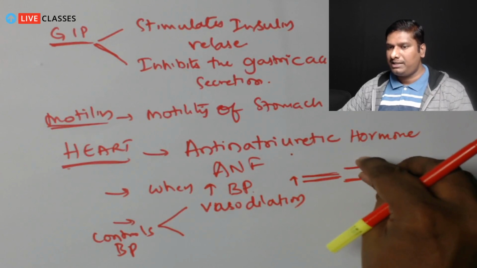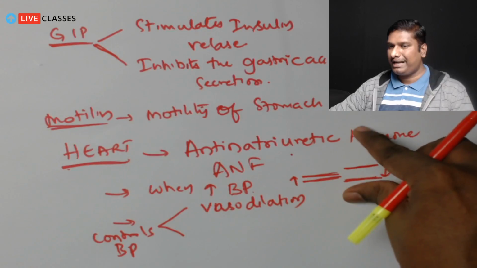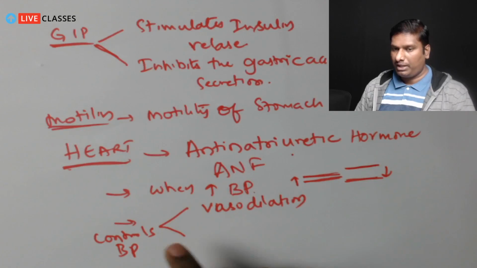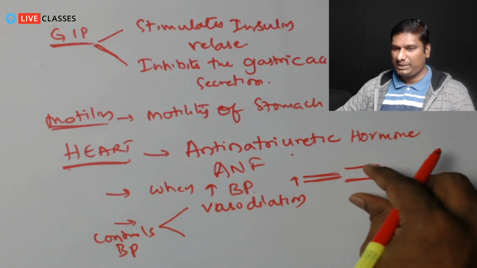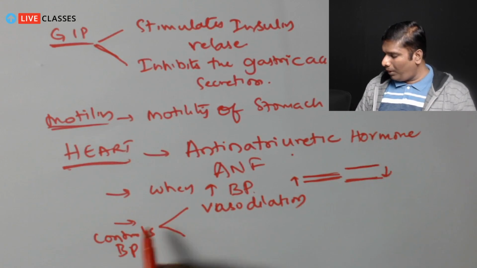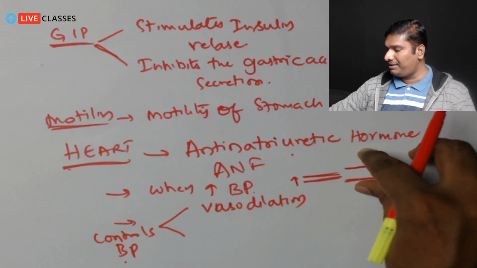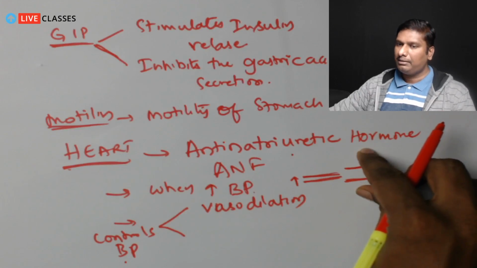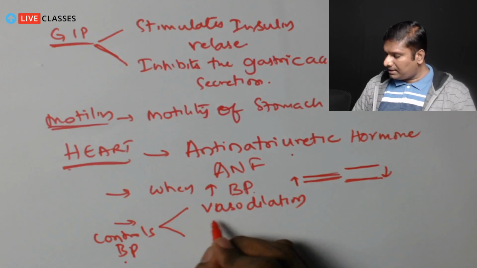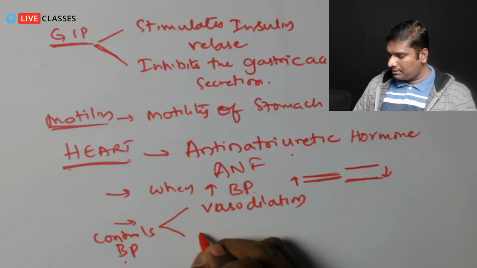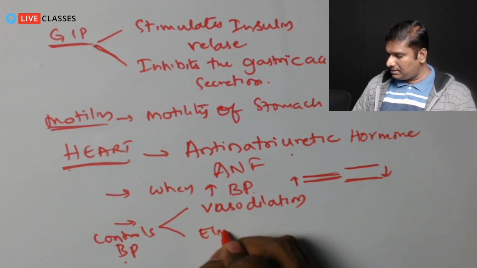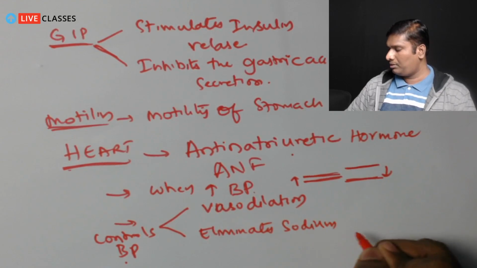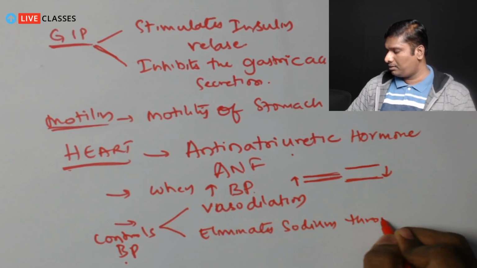The blood vessels are actually dilating, or expanding. This expansion is actually caused by your ANF, and this process is called vasodilation. So one way it controls the BP is vasodilation. It increases the diameter of the blood vessels, thereby decreasing the blood pressure. The second way is it eliminates sodium through urine.